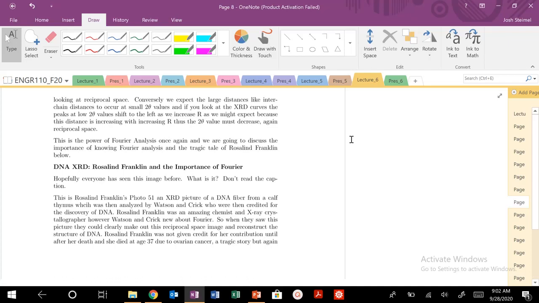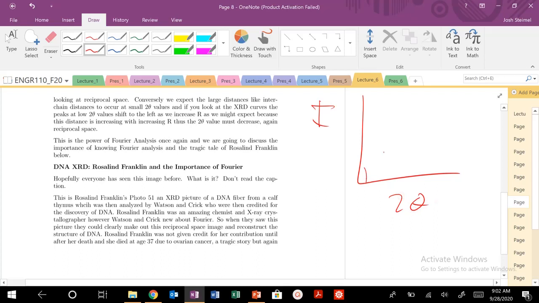So this is the power of Fourier analysis. We can look at this intensity versus 2 theta plot, look at where we see peaks, look at where peaks are shifting, and correlate that back to some characteristic structure or distance in our materials. So that is the power of Fourier analysis, and in the next video, we're going to discuss the tragic tale of Rosalind Franklin. Not tragic, I mean, she's received a little bit of credit now, but still a sad story. And the importance of why we need to know Fourier analysis for our careers.